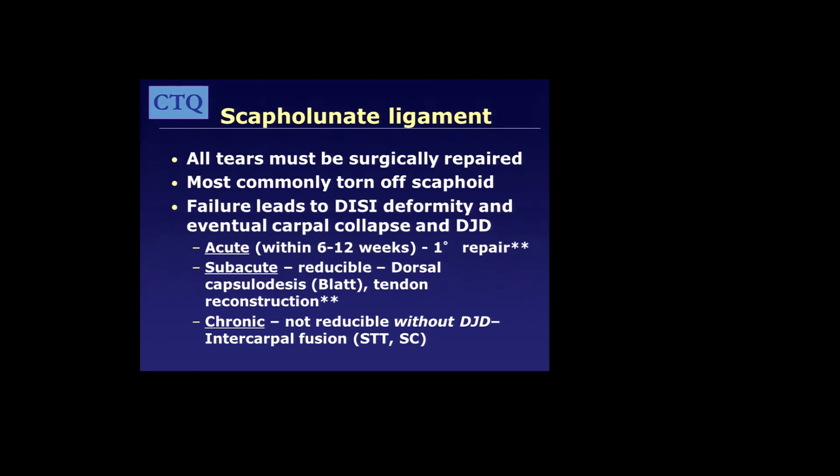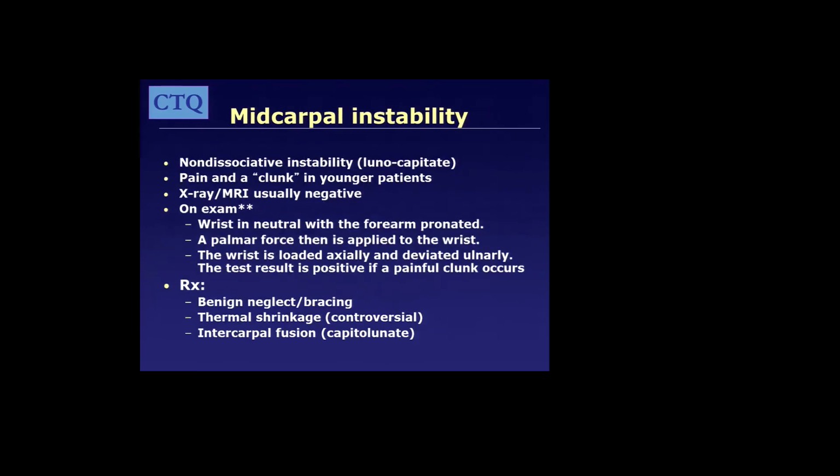If you get an acute rupture of the ligament within 6 to 12 weeks, you can fix these with a suture anchor and pins. If you get a subacute tear, where the interval between the scaphoid and the lunate can be reduced, at that point you can either do a tendon reconstruction with free tendon graft, or what is termed a capsulodesis, which is a reconstruction with local capsular tissue. Finally, in cases where it's a chronic tear, in the absence of degenerative changes, but where you cannot reduce the diastasis between the scaphoid and the lunate, an intercarpal fusion is the way to go.